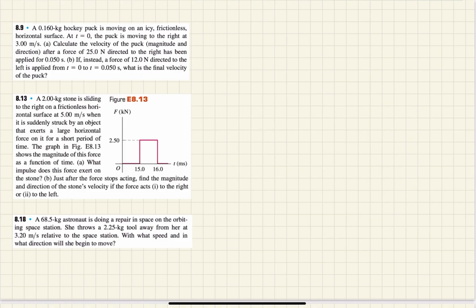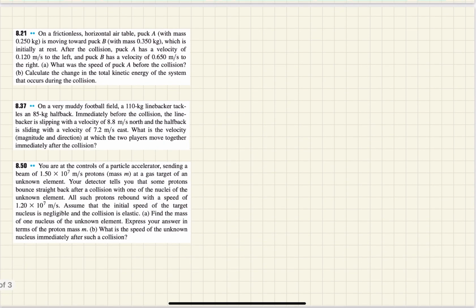Moving on. That was a relatively simple collision problem. Some of these other ones are going to be a bit more difficult, but it's still the same underlying principle. On this one, it says frictionless. We love frictionless stuff. This is not like real life, but we love frictionless stuff. Just makes our life easier.